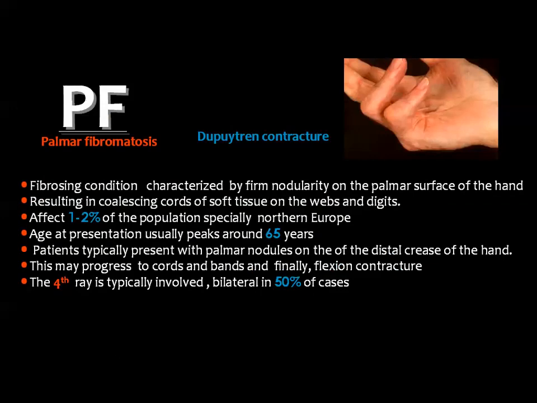Palmar fibromatosis is also known as Dupuytren contracture. This is a fibrosing condition characterized by firm nodularity on the palmar surface of the hand. It is very commonly seen in the fourth ray, typically the fourth finger or the fourth metacarpal, and maybe the fifth as well. Bilateral lesions are seen in about 50% of the cases, and the incidence is 1 to 2% of the population, especially seen in Northern Europe, and the age of presentation is about 65 years old.